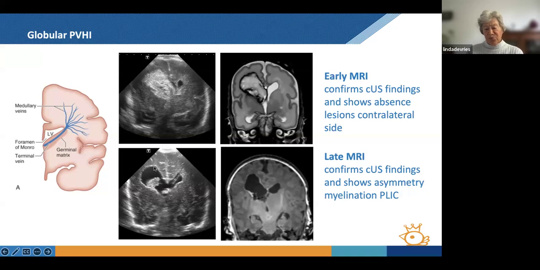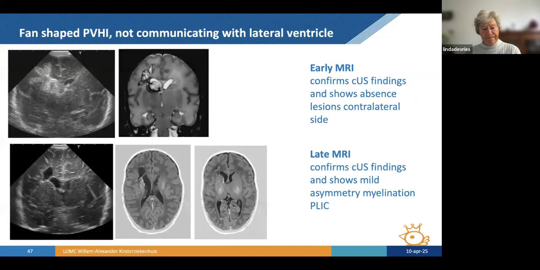Now, of course, when you repeat this at term equivalent age, we place the reservoir. You can see it sitting here. There's still a little bit of a clot here. And at term equivalent age in this coronal T1, we see that the myelination of the internal capsule is only visible on the left side. So we can start early intervention. We can tell the parents that, yes, the child is going to develop a hemiplegia, but the left hemisphere looks okay. So hopefully the child is going to be reasonable, okay.